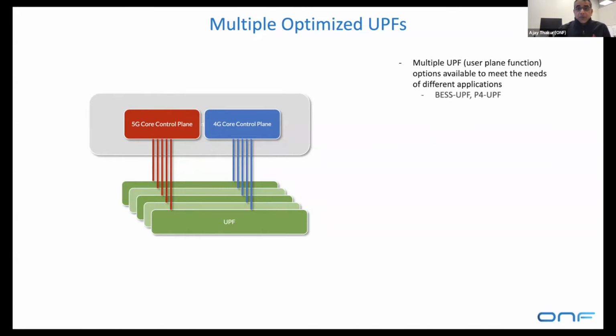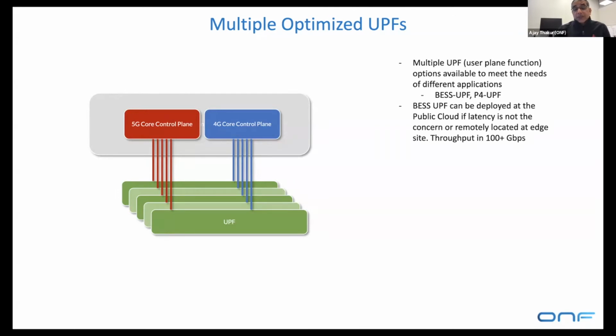So now going back here, we have two UPFs available. One is the base UPF, which is a software switch based UPF, and the other is a P4 UPF. The UPF is covered as a part of our SD Fabric project, ONF's SD Fabric project. Base UPF we typically use when you need throughput of 100 Gbps or something. And since it is software based, it can be very well deployed somewhere in the cloud, right? If you don't have any stringent requirement on the latency, you can decide to deploy it in the cloud.